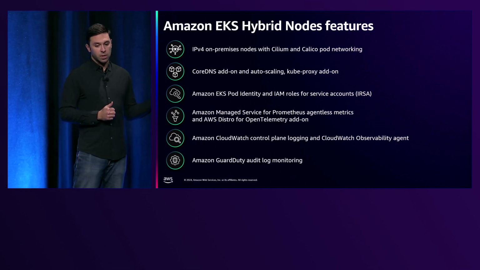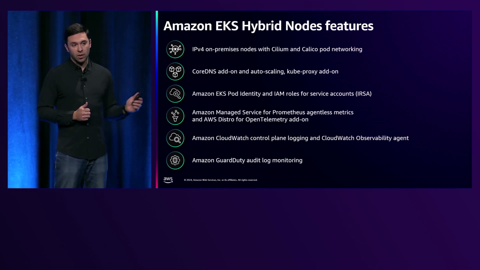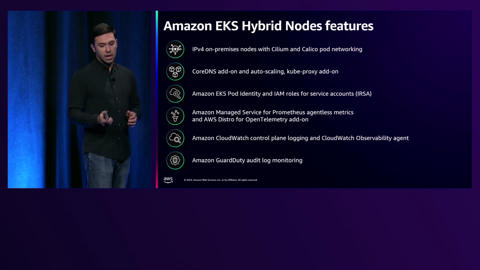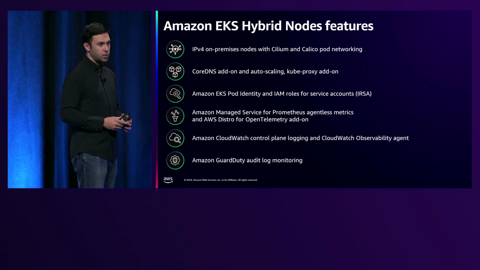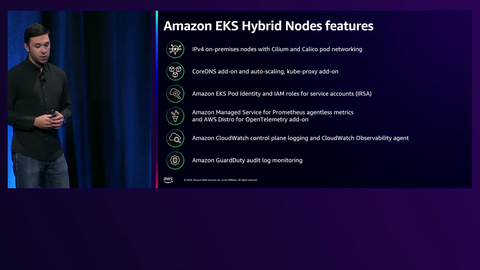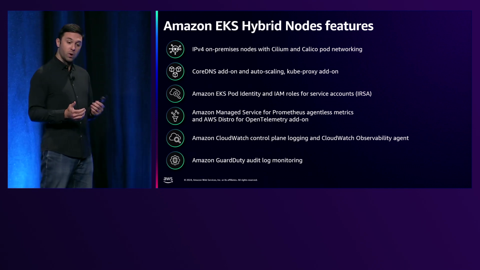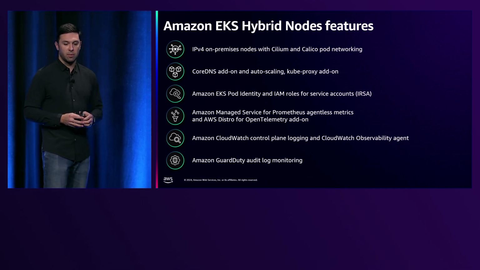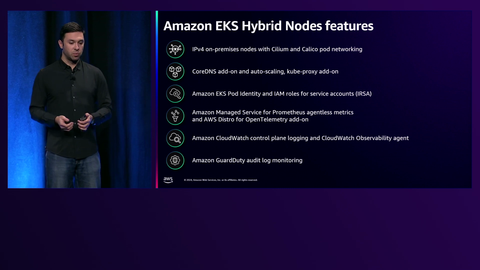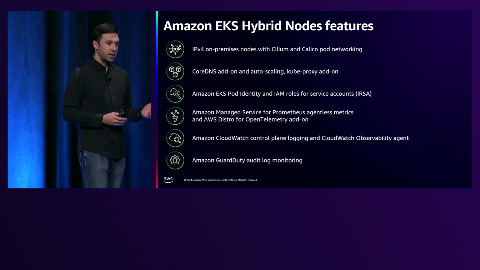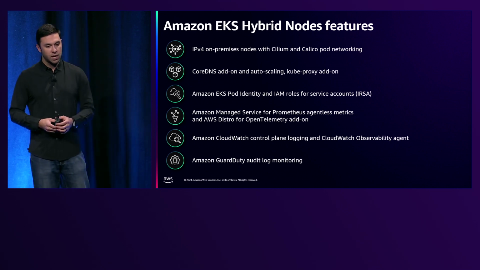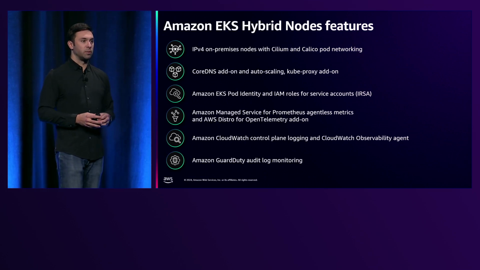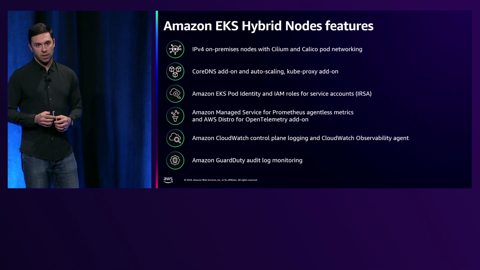And as I mentioned, we're supporting Cilium and Calico for pod networking. The VPC CNI isn't available, but you can get support from AWS for those two community-based CNIs when using hybrid nodes. The core networking add-ons are available for hybrid nodes, so CoreDNS as well as kube-proxy. You can also use pod identities and IAM roles for service accounts, and then all of the stuff that you might be using as EKS add-ons for observability is also supported with EKS hybrid nodes.